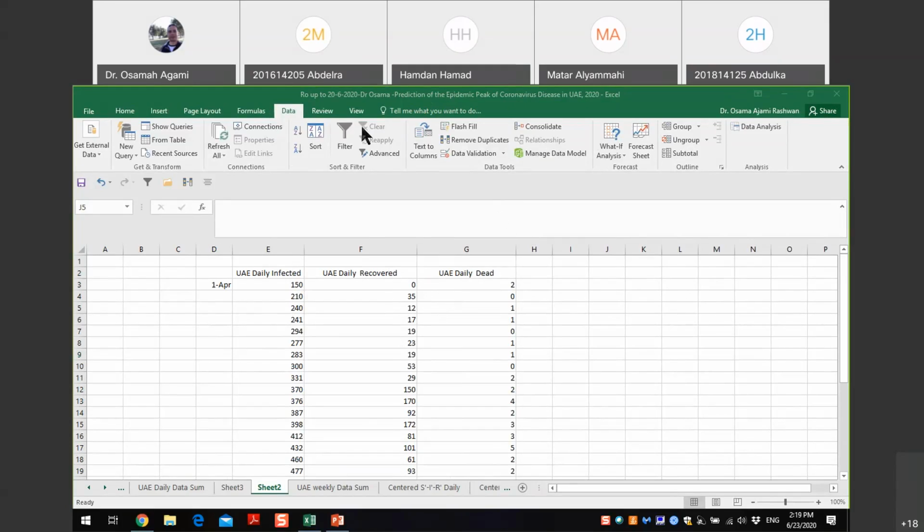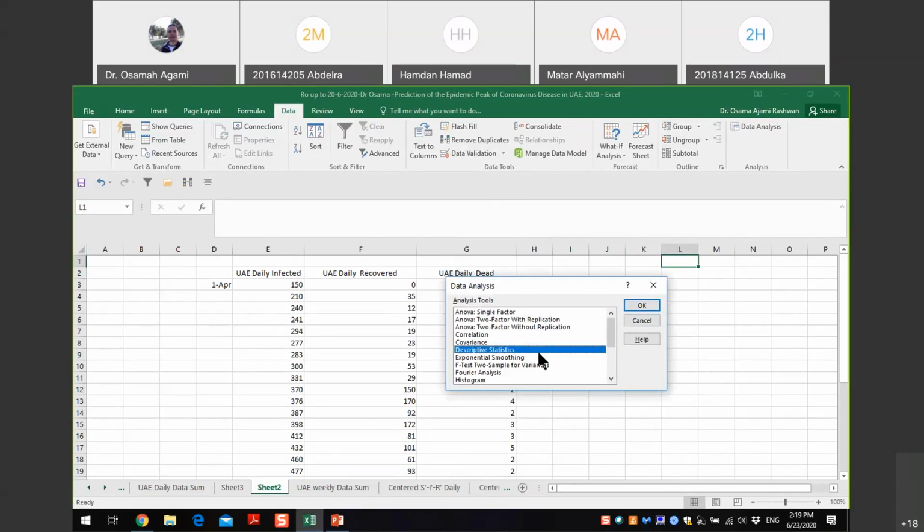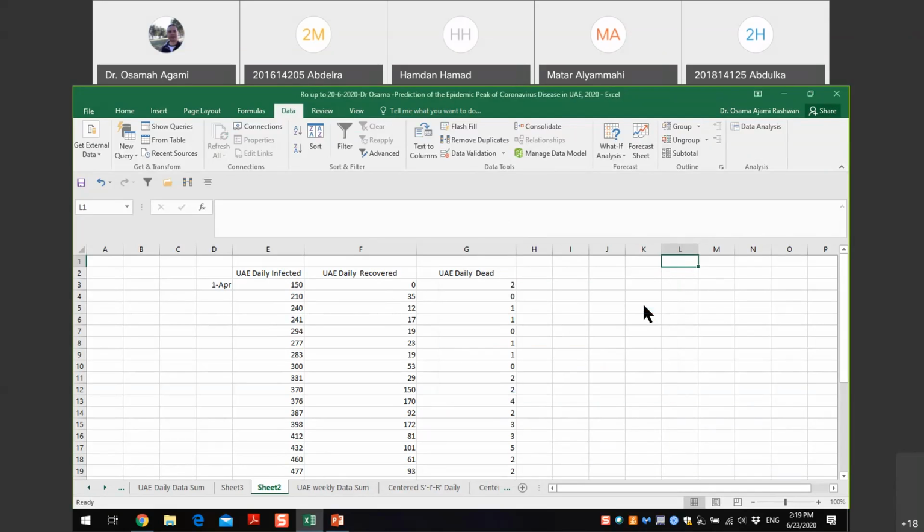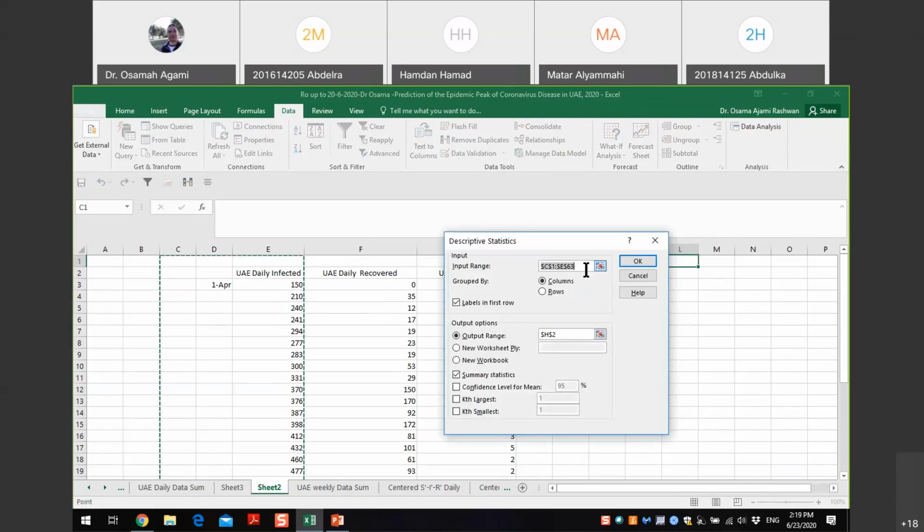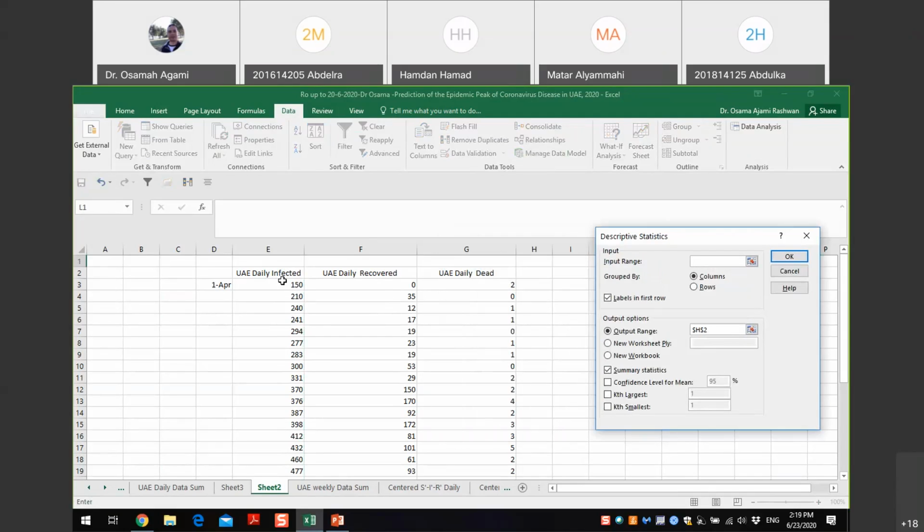So I'll go for data, and I will have data analysis here activated already. I have descriptive statistics. I choose it and press OK. It's asking me which range you would like to use. This is the old one I shaded somewhere here, so make it blank. And now shade whatever you would like to find the descriptive statistics for.